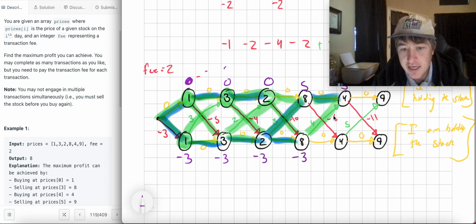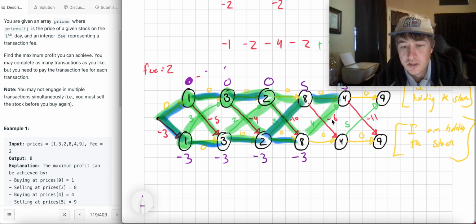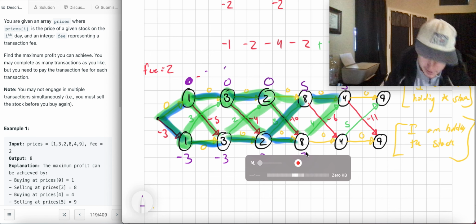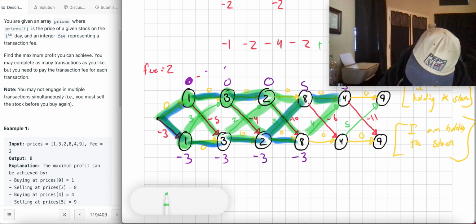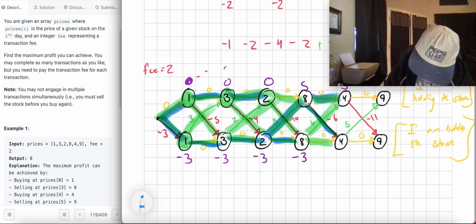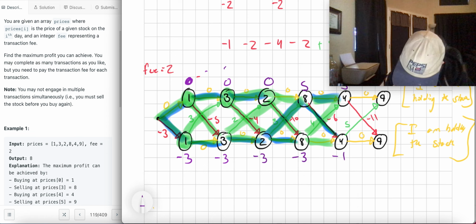Here, I can get -6 if I buy here, or 5 plus, yeah, so I'd have 5 already, plus -6 is -1. Or I could hold on to what I had before and get -3. So it's actually better to choose this -6. All right. Take that path. And that'll give me -1 in total.